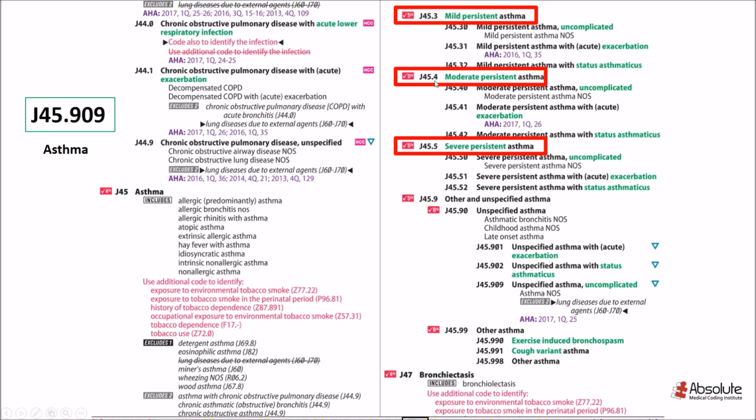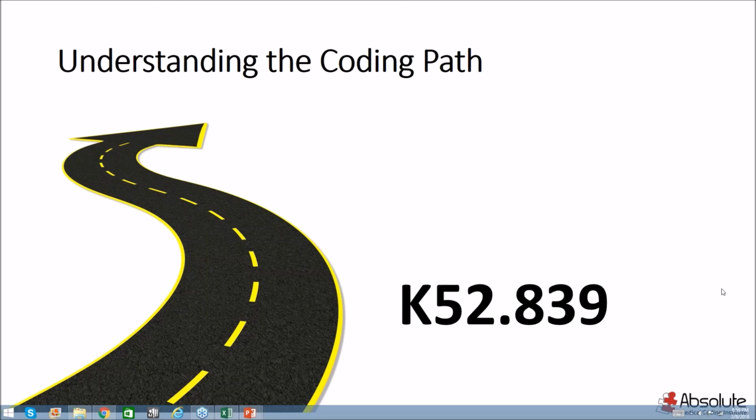J45.4, that's not on the path. And J45.5, not on the path. So your code must fall in the order of the reference code. All right, so your characters have to fall in the order of the reference code to be on the path. And that's it. So that's basically a coding path.